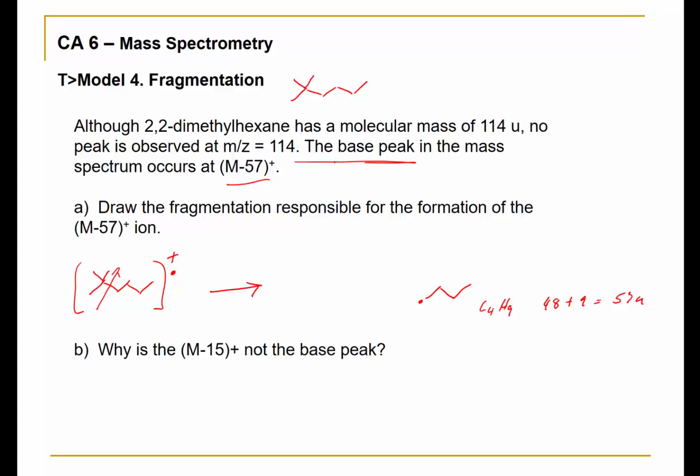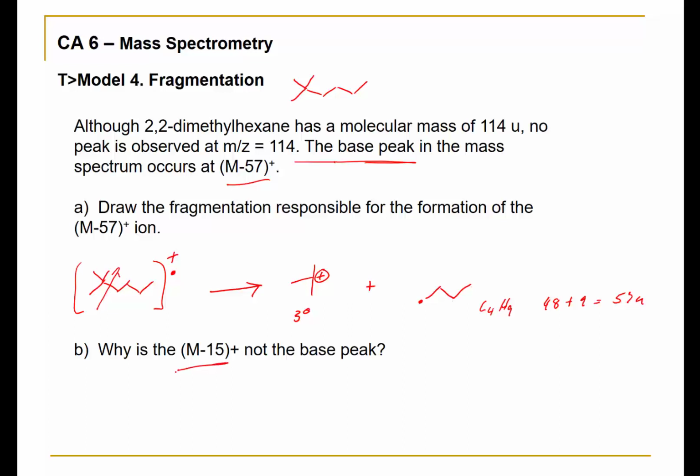The fragment that remains will be the carbocation, and I know that the positive charge would be right here, and I also know that this is a tertiary carbocation. So it would make sense that that would correspond to the base peak. So that would be the fragmentation pattern, and it would explain or justify why we have an M-57 base peak.